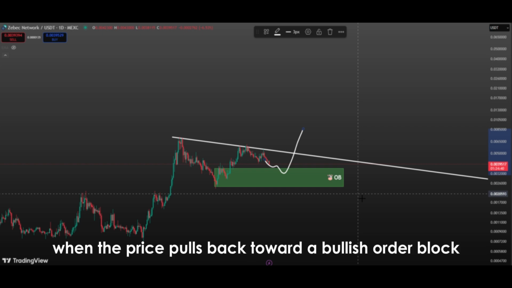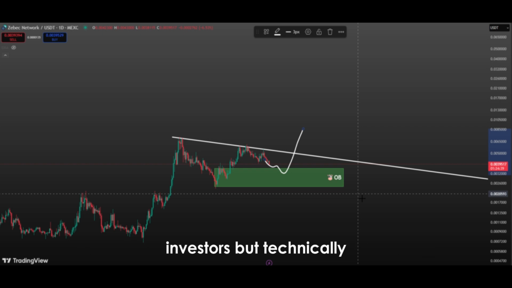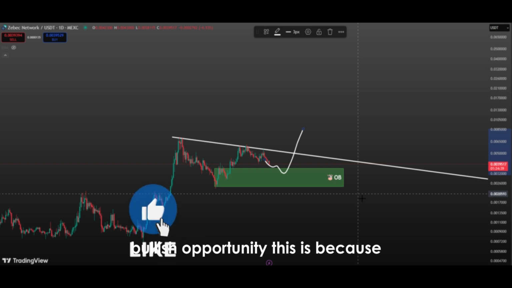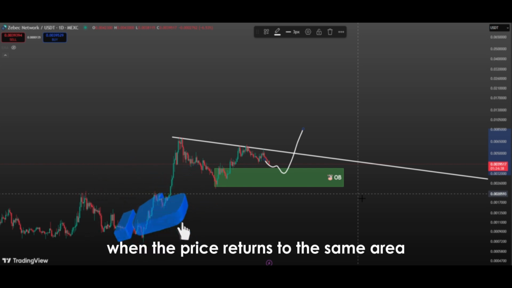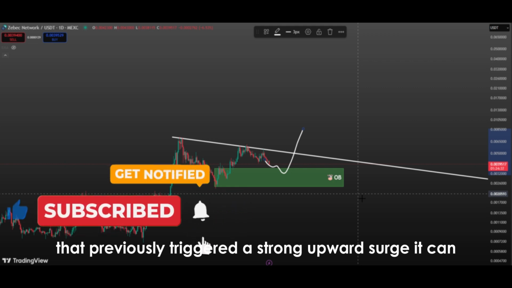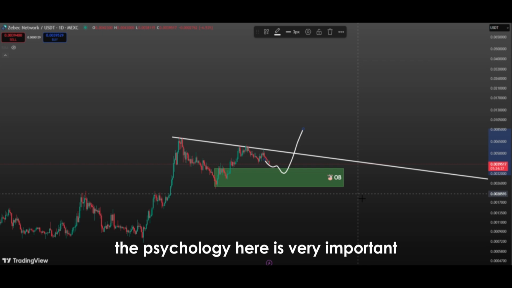When the price pulls back toward a bullish order block, it may often seem like a cause for panic among investors, but technically, this situation can actually be a signal for a new bullish opportunity. This is because when the price returns to the same area that previously triggered a strong upward surge, it can lead to buyers re-entering the market. The psychology here is very important.